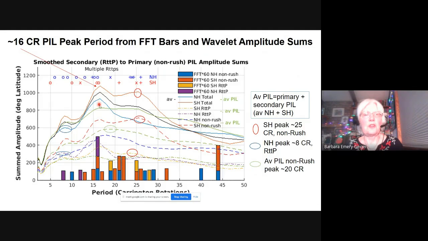But we also see a 20 Carrington rotation peak, particularly in the non-rush period, and we see lower, smaller, shorter periods that are between about 7 and 10 Carrington rotations.